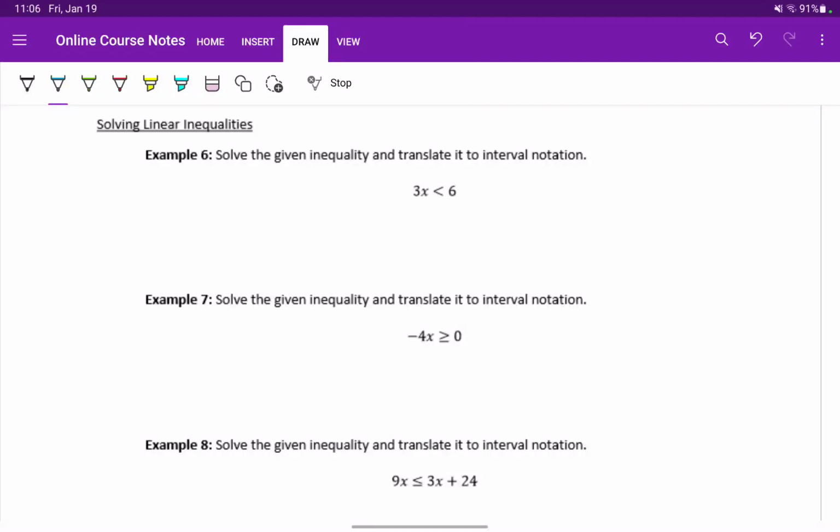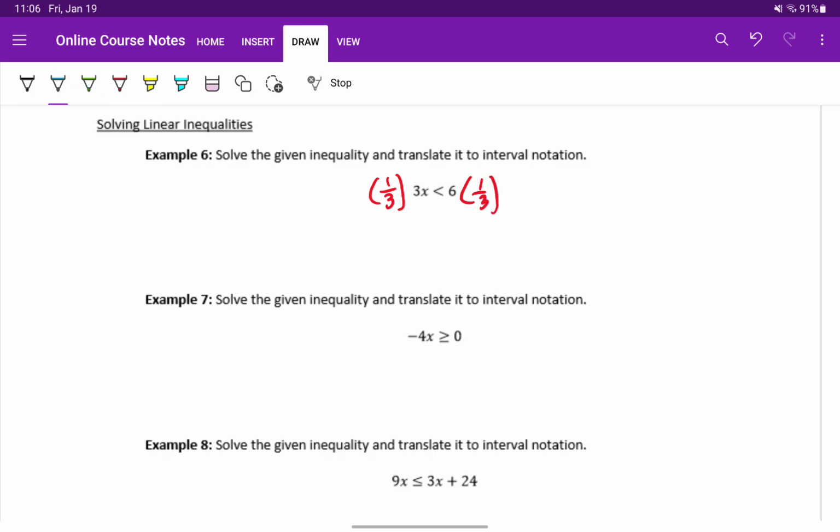When we look at solving linear inequalities, all of the rules that we used for solving linear equations carry forward with us. Meaning to solve an inequality like 3x is less than 6, we need to isolate x on one side of the equation by itself. To do that, we'll multiply both sides by the reciprocal of that coefficient in front of x.